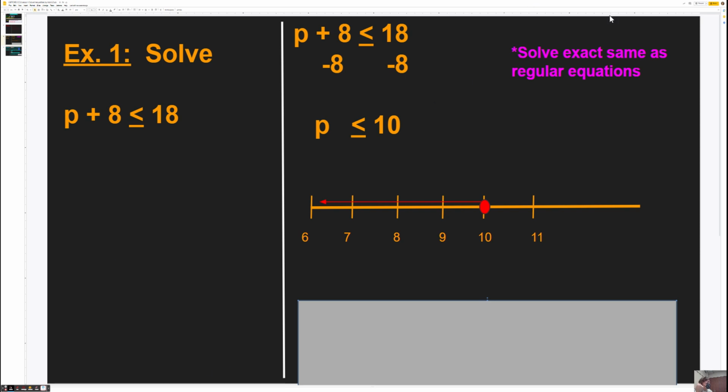All right, what questions do you have about solving inequalities?